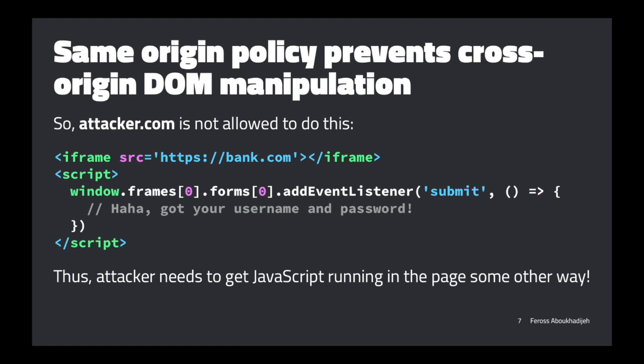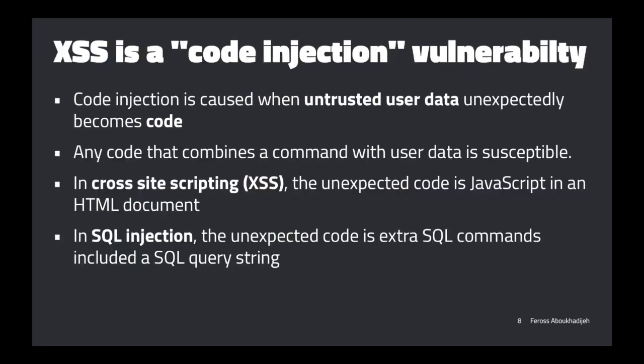So we need some other way to get our JavaScript running in the page we're trying to attack. That's what cross-site scripting is all about. It's a code injection vulnerability. And this is basically caused whenever you have untrusted user data that's being combined with code. The code is usually going to be written by the developer. So this is you building your website.